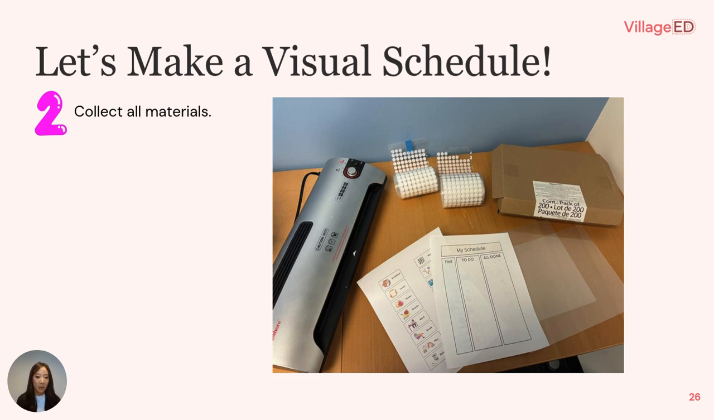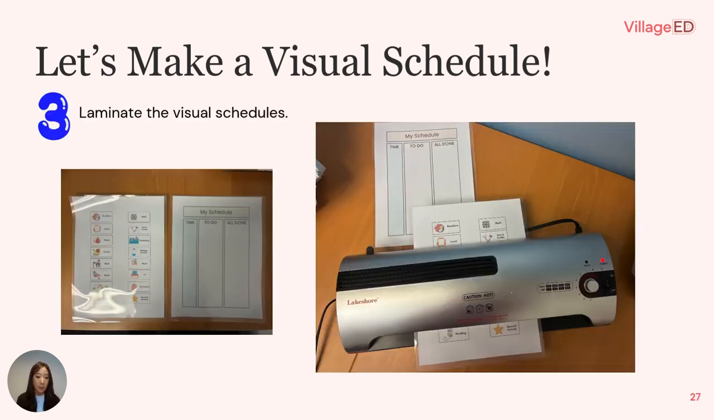Step 2, we want to collect all the materials. So let's say that I got my laminating machine, I got my Velcro stickers, I printed the visual schedule out, I have my thermal laminating pouches. And step 3, we want to laminate the visual schedule. So I put the printed paper in the thermal pouches and I run it through the laminating machine.